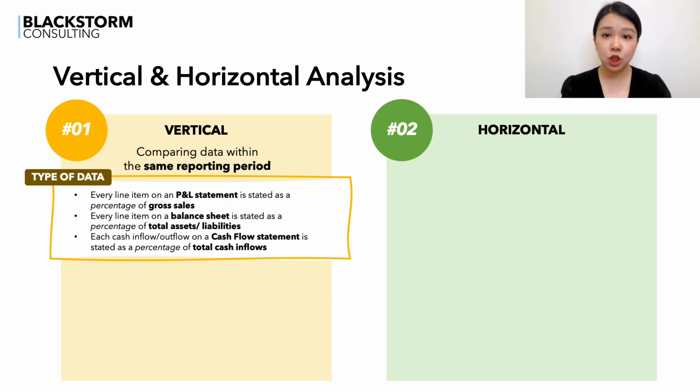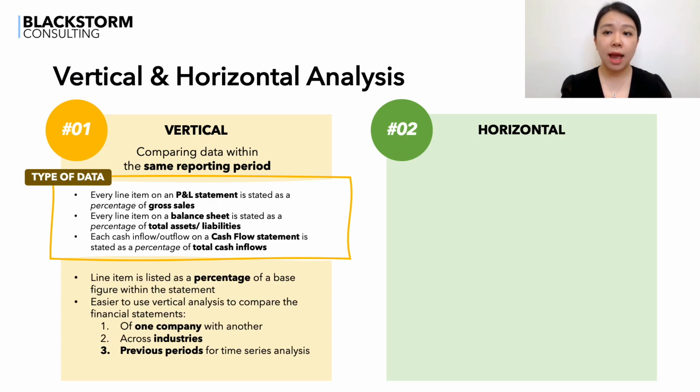A line item on a balance sheet can be stated as a percentage of the total assets or liabilities. Finally, cash inflow or outflow on a cash flow statement can be stated as a percentage of the total cash inflow. Vertical analysis makes it much easier to compare the financial statements of one company with another company and also across industries. This is because one can actually see the relative proportion of an account's balance. It also makes it easier to compare previous periods for time series analysis.